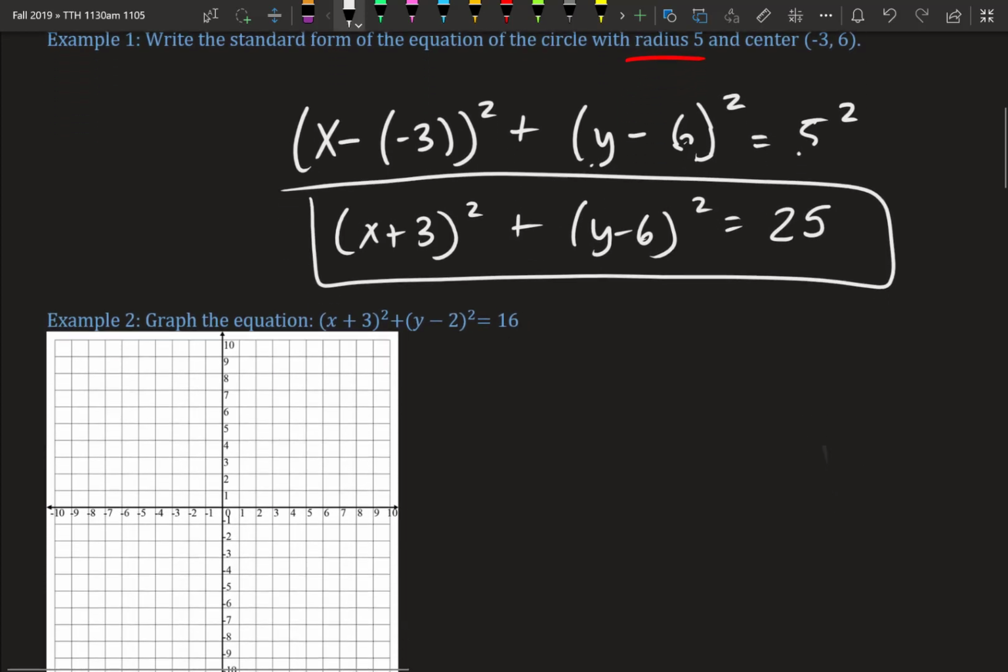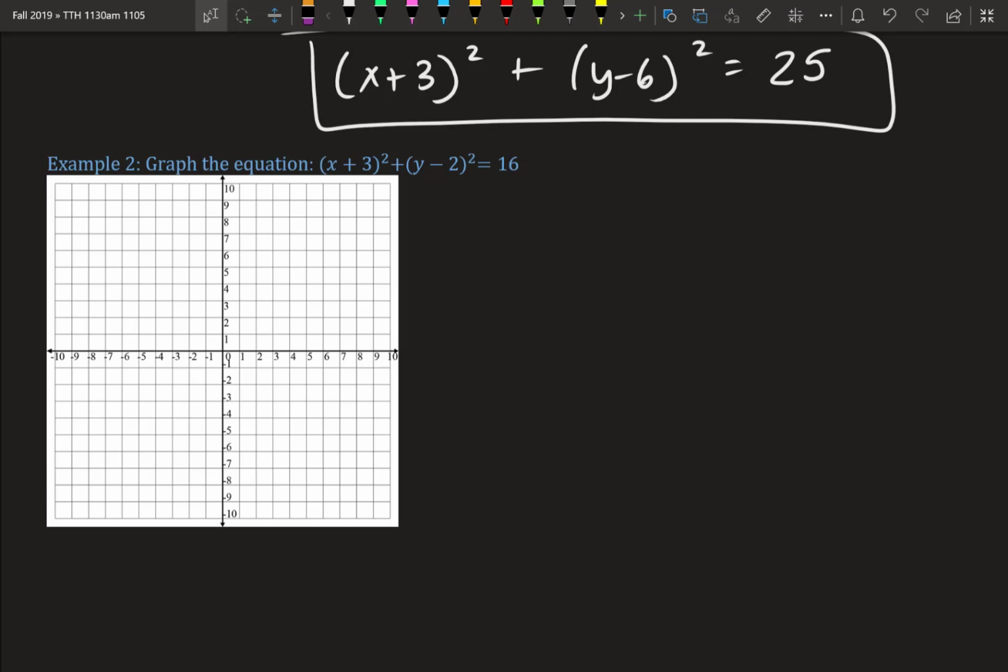Now, in order to graph, you have to be in standard form. So if it doesn't look like this, you cannot graph your circle, and you'll see something like that at the end. So what we first need, we need two things. The first thing we need is the center, and then the radius.